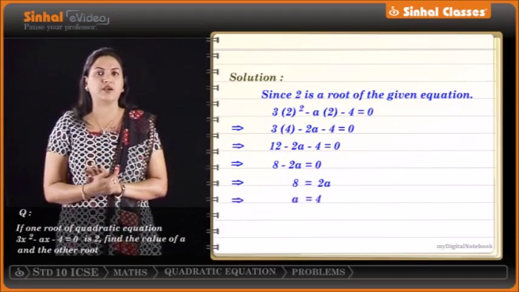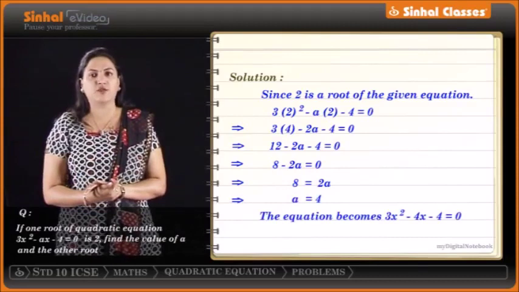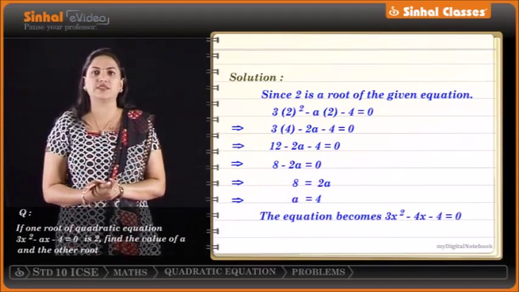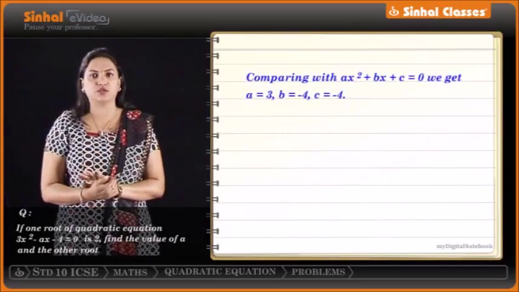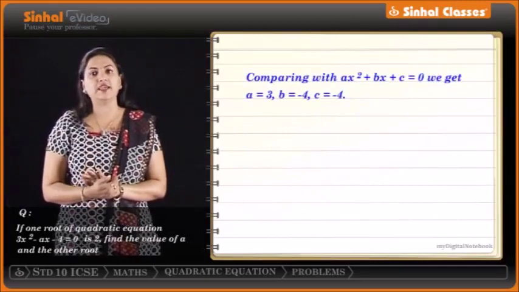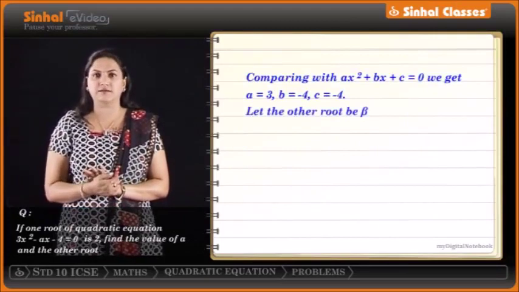So the quadratic equation becomes 3x square minus 4x minus 4 is equal to 0. Now we are given the first root as 2. We want to find the other root. Let the other root be beta.